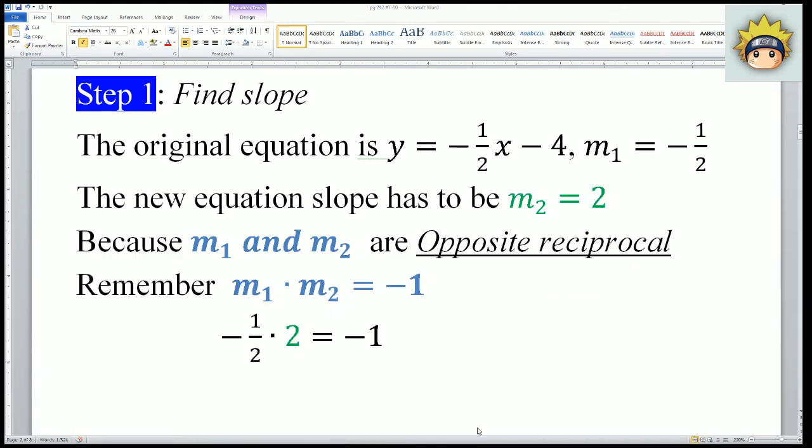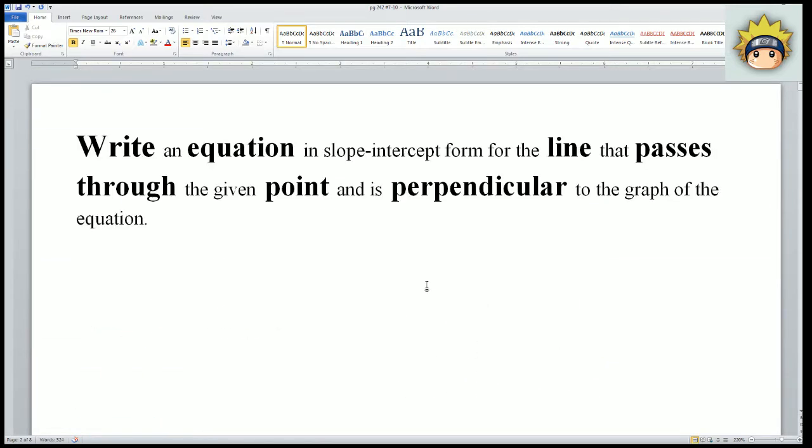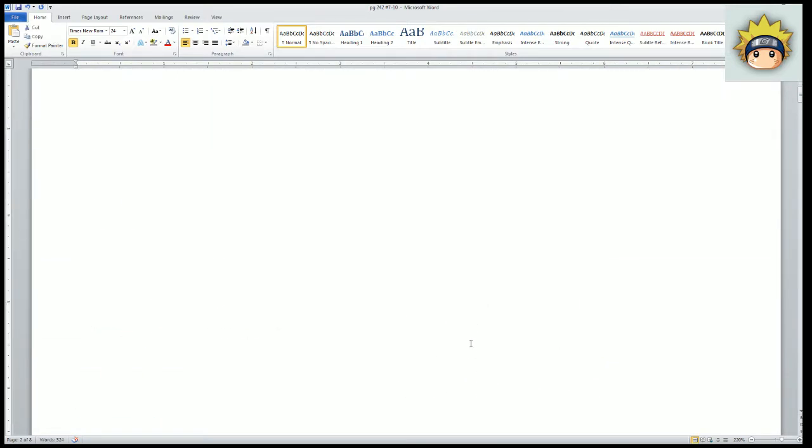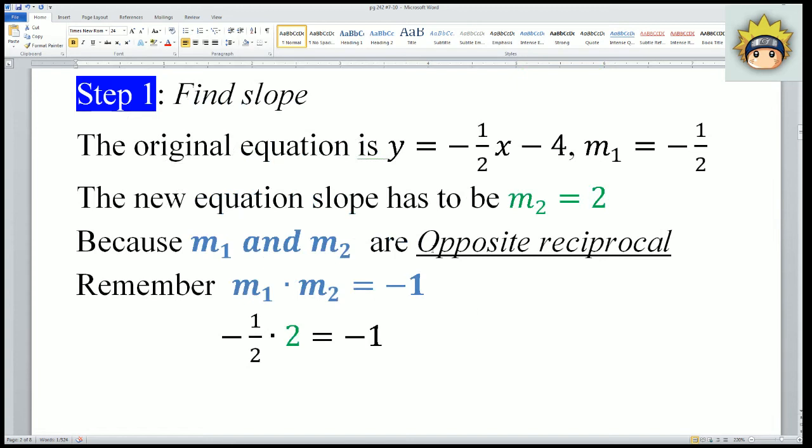And again, this has to hold true for it to work. That is the difference between finding perpendicular slope and parallel slope: for perpendicular lines, the slope is an opposite reciprocal.